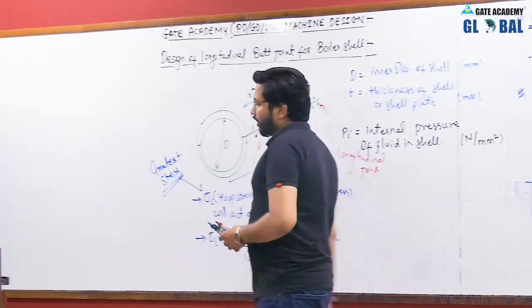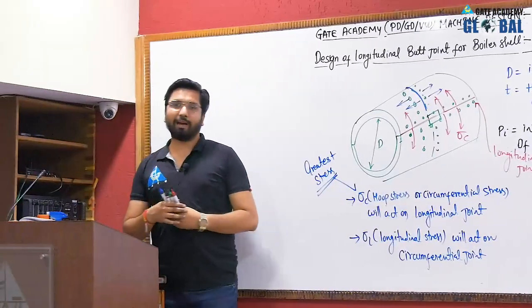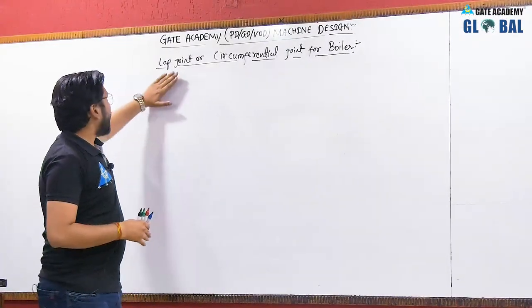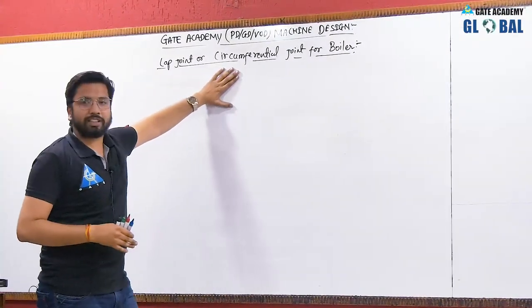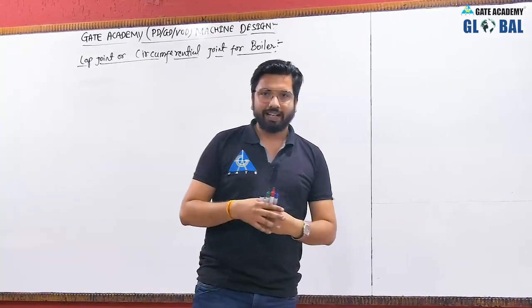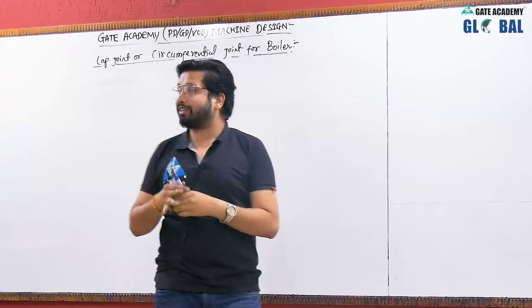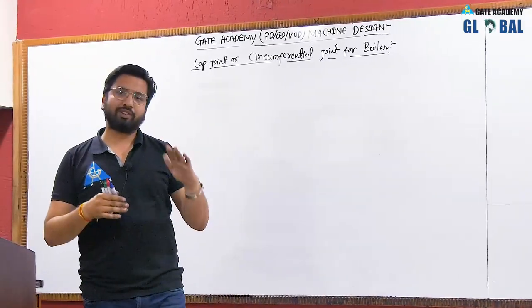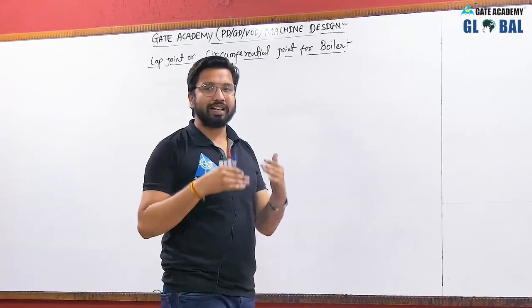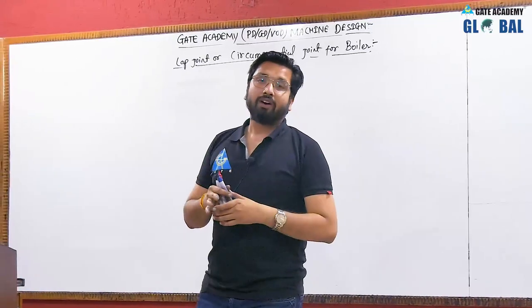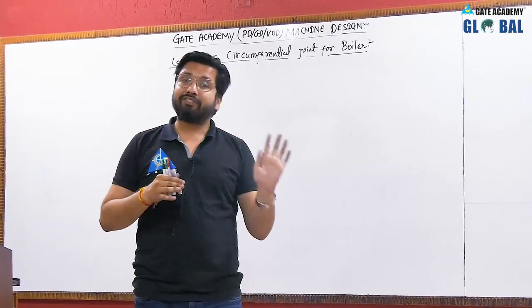So this will be the design procedure for the longitudinal joint, that is the butt joint, for the boiler shell. Now let us see the design procedure for the lap joint, that is the circumferential joint, for the boiler shell. First of all, we will be calculating the thickness of the plate. If there is a question directly based on the lap joint or the circumferential joint for the boiler, then first of all we will be calculating the thickness of the shell, or the thickness of the plate required to form the boiler shell. Now here there will be no difference in the formula.